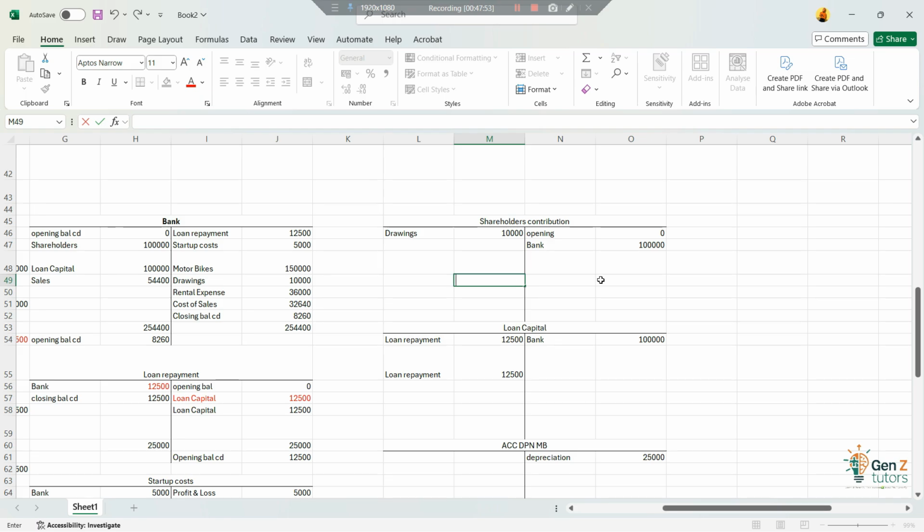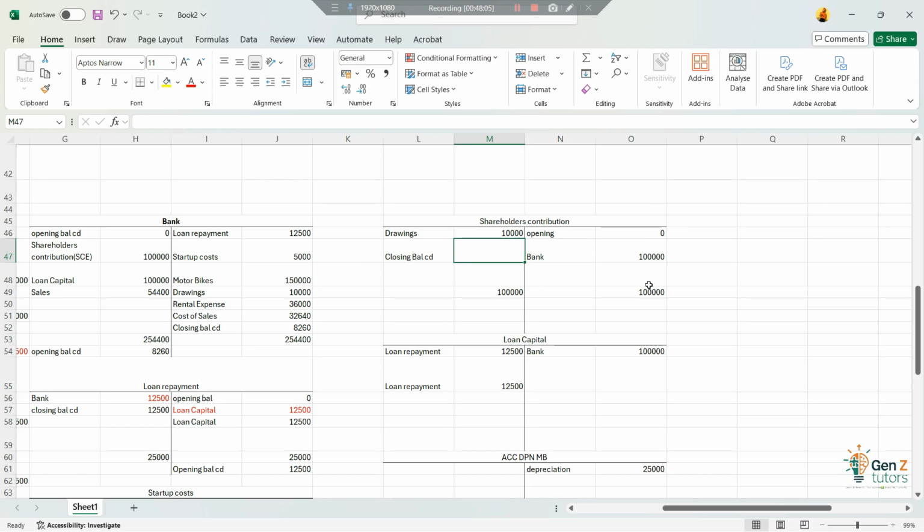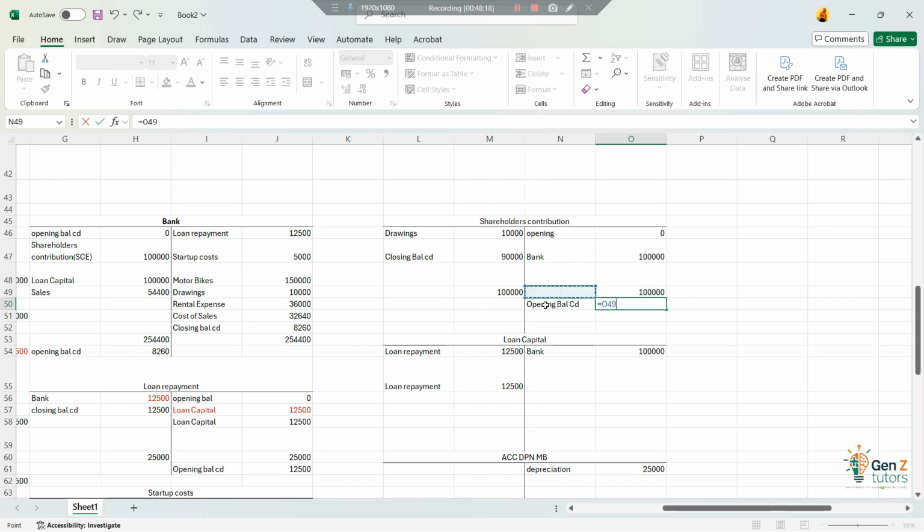Actually, I see on the bigger side, it's this side, obviously. It's evident. And then put that in here. Then the closing balance carried down will be what? Will be this 100,000 minus this 10,000, which is 90,000. Then the opening balance for next year carried down will be what? That 90,000 over there. Then you're done, right?